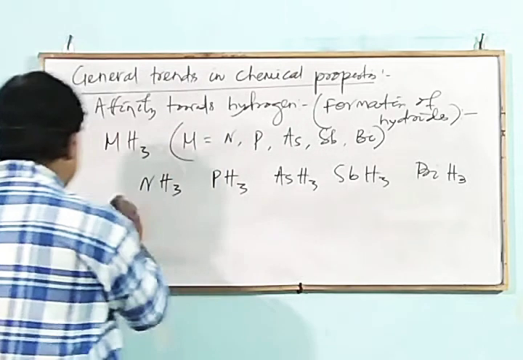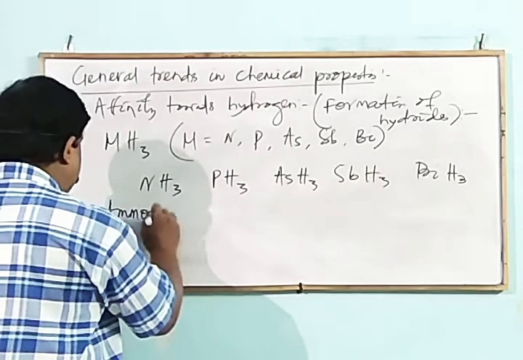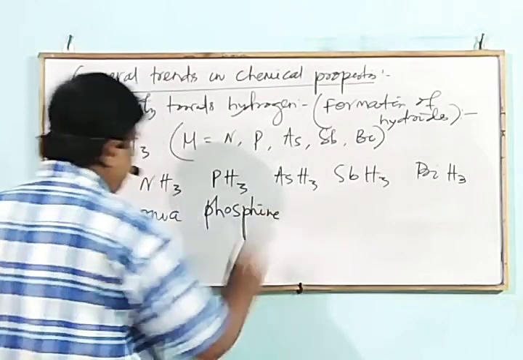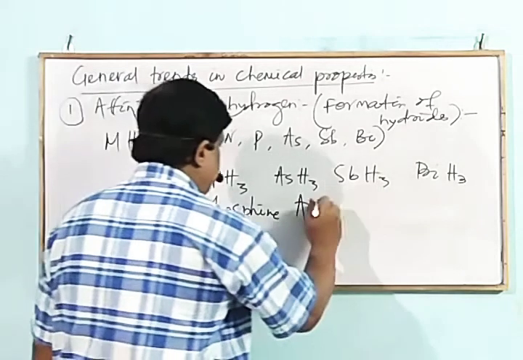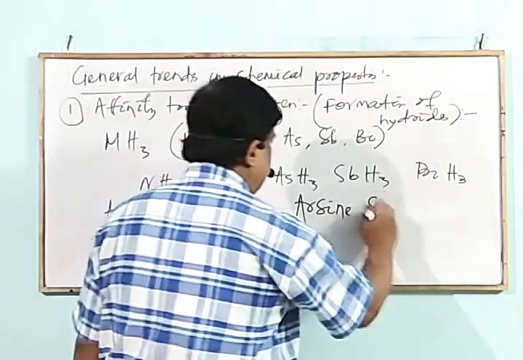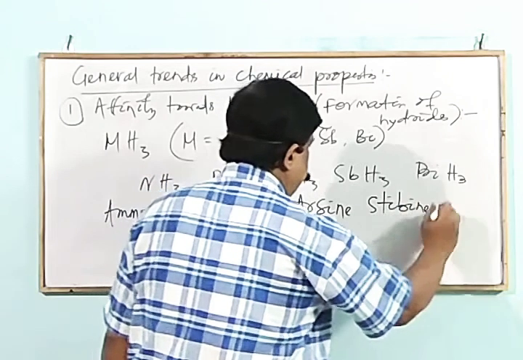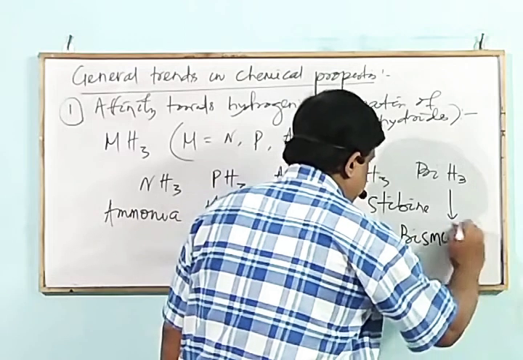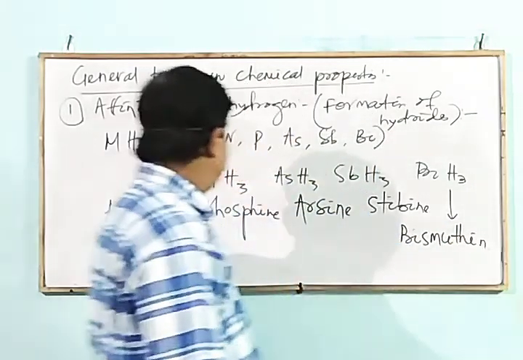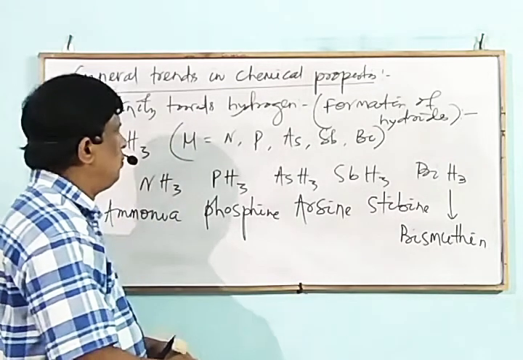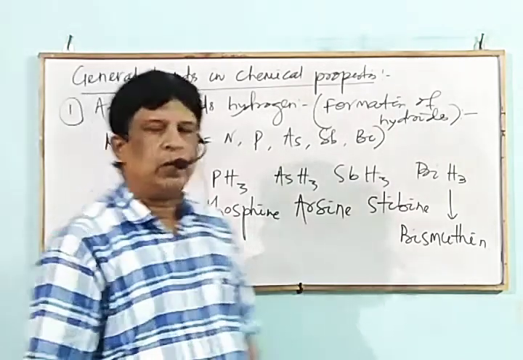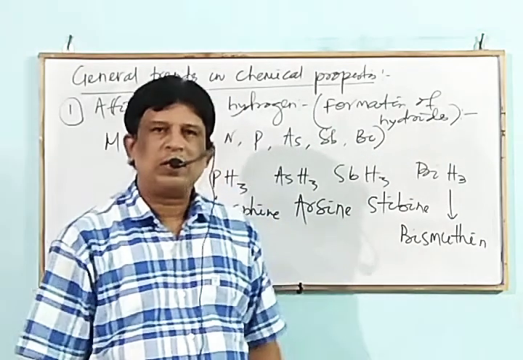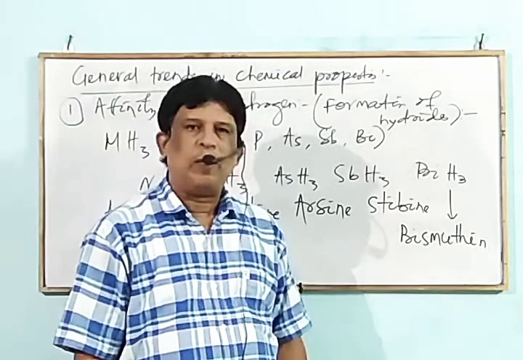Its names are ammonia, phosphine, arsine, stibine, and bismuthine. These are known as hydrides of the members of the nitrogen family. Next we discuss some characteristics of these hydrides.